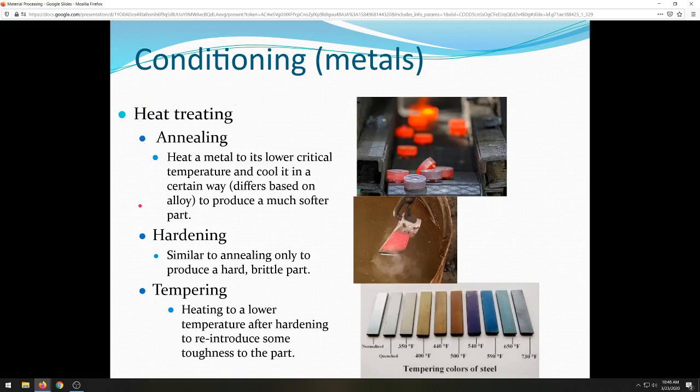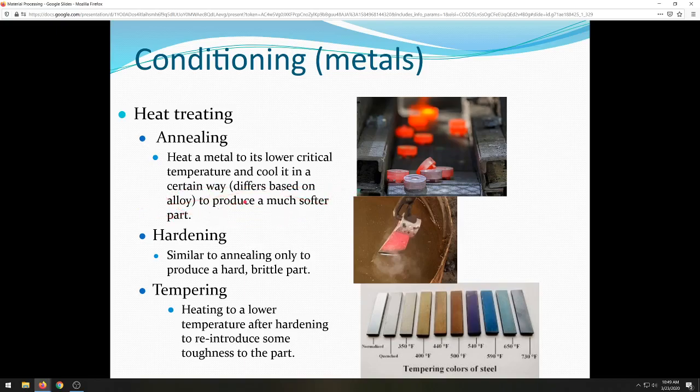So if you need something to be soft, in the metal world at least, you've got annealing. So what you do is you heat the metal to its lower critical temperature. In other words, not melting, but hot. And there's certain temperatures depending upon the alloy. And then you cool it in a certain way. Sometimes you have to cool things very slow. Sometimes you have to cool things very quickly. Sometimes you have to cool things in a certain type of chemical. It depends on the metal. But the eventual goal is to produce a very soft part.